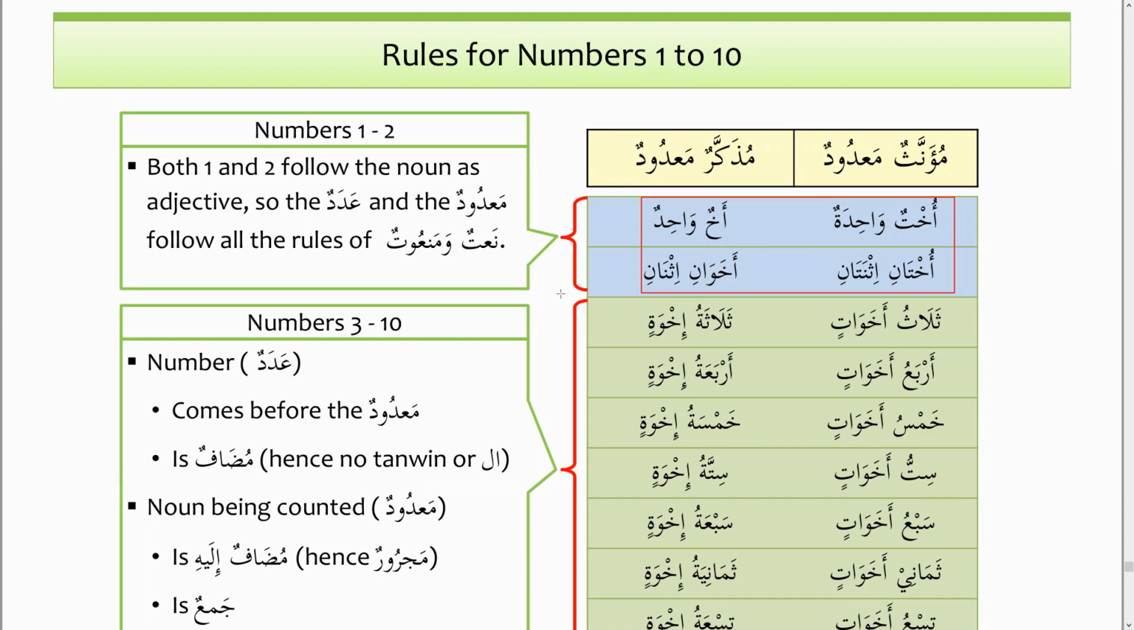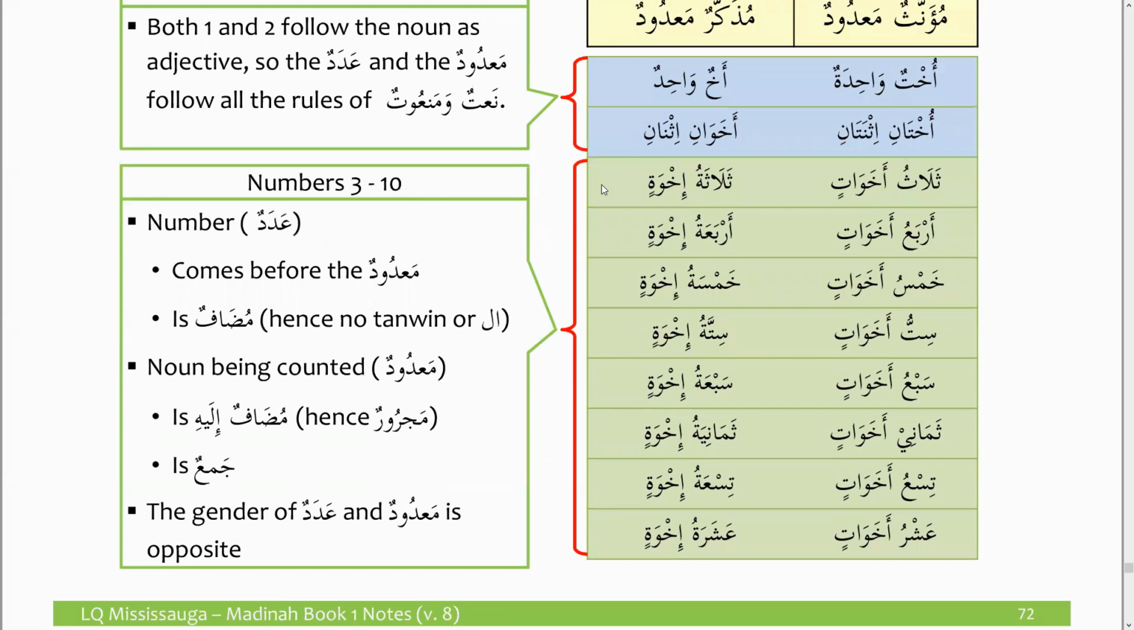So for numbers 1 and 2, what happens is it is an adjective, and this is what we are talking about in this whole lesson. For numbers 3 to 10, there are so many things we should be careful about. First, the number should come before. Here, 1 and 2 come after, like an adjective: ukhtun wahidatun, ukhtani ithnatani, akhawani ithnani. But for 3 to 10, the rule is that it should come before.